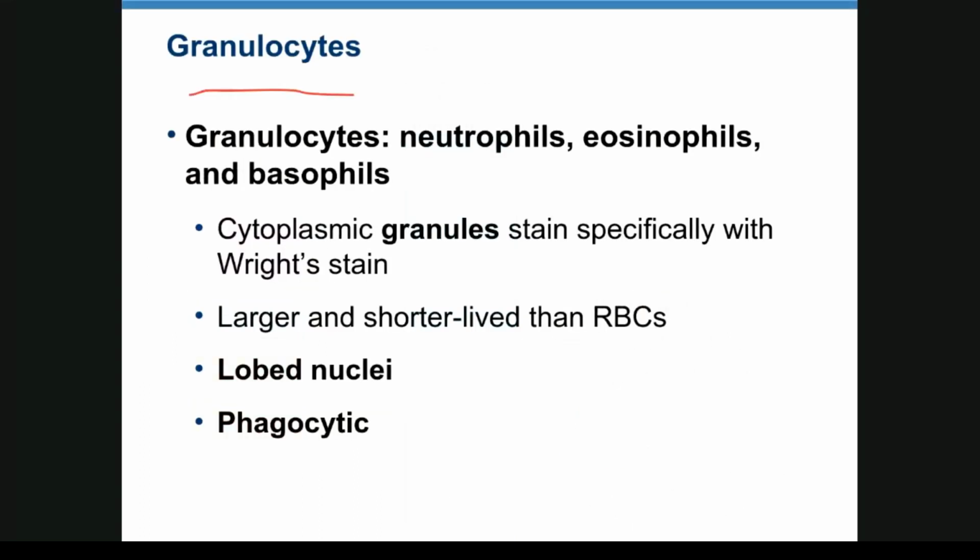Granulocytes are your neutrophils, eosinophils, and basophils, and they're called granulocytes because when stained with the right stain, which is the proper stain to stain blood with, cytoplasmic granules can be seen. They're generally larger and shorter lived than red blood cells. They have lobed nuclei and they're phagocytic. They eat stuff that needs eating.